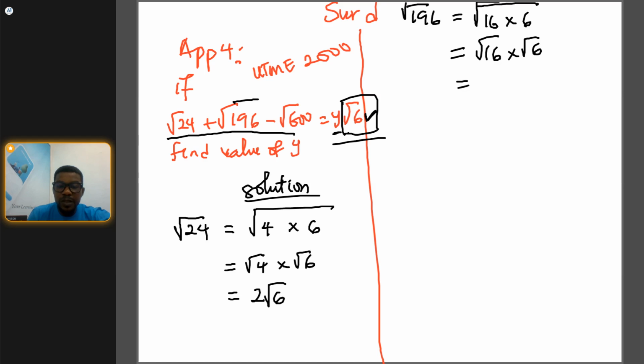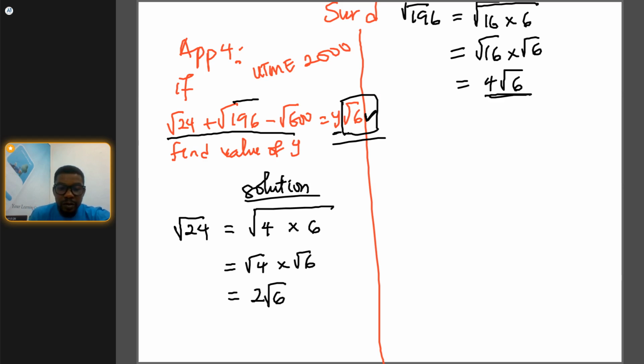The square root of 16 is 4, but we don't have the perfect square root of 6. So that would be root 6 again, since the square root of root 6 will be something like a decimal, and we don't need that. We are working on surds, so we are allowed to make use of the square root. Okay, so we have simplified this also.